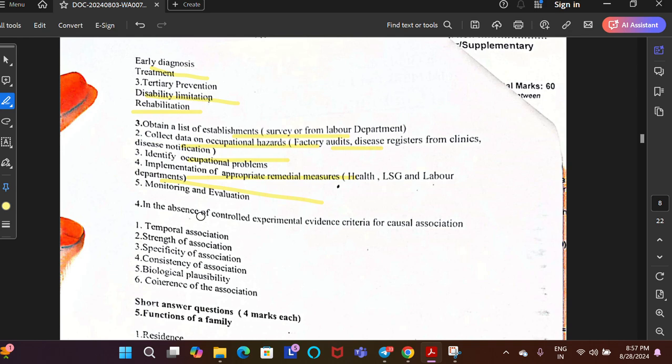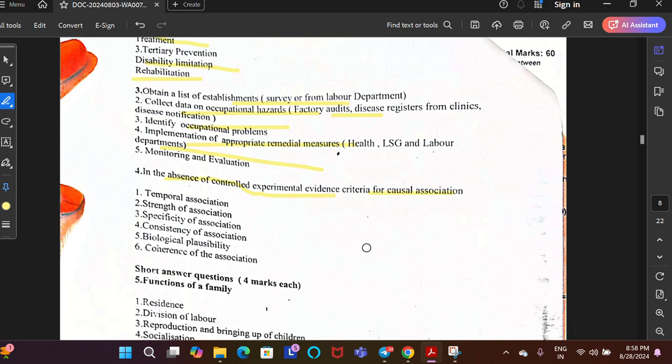The next question, a short answer question, the fourth one, is the Bradford Hill criteria for judging causality. In the absence of controlled experimental evidence, the criteria for causal association are temporal association, strength of the association, specificity of the association, consistency of the association, biological plausibility, and coherence of the association. That is included under the Bradford Hill criteria for judging causality.